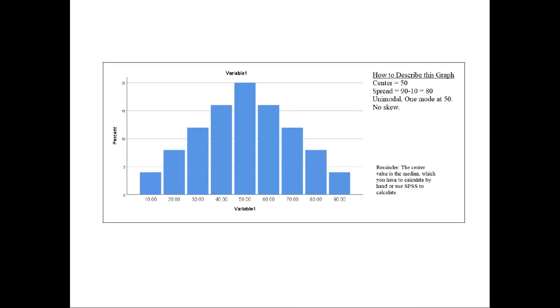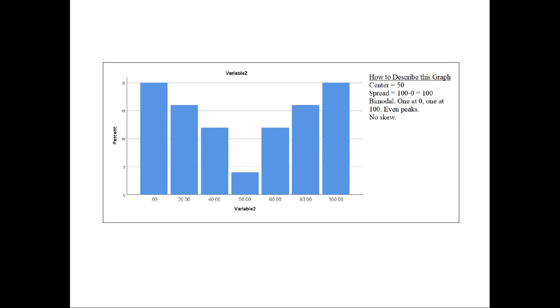In the next 5 slides, I'm going to review the examples I gave you on how to use center, spread, modality, and skewness to describe bar graphs and histograms. In this graph, the center is 50, which I calculated. The spread is 90, the largest value, minus 10, the smallest value, which equals 80. The graph is unimodal with one mode of 50, and there is no skew as the left and right sides of the graph extend about the same amount from the center of the graph.